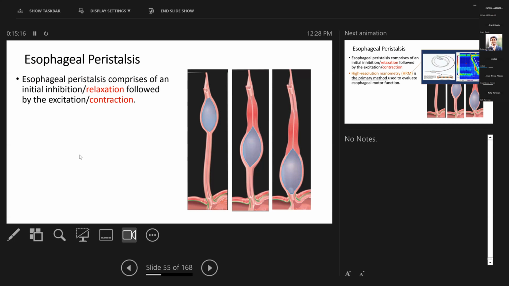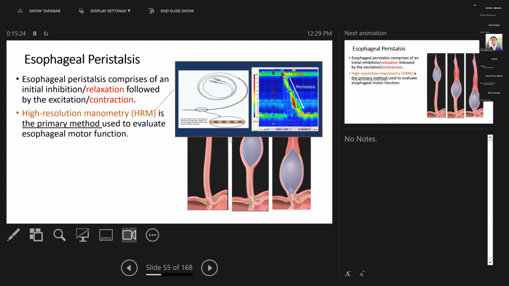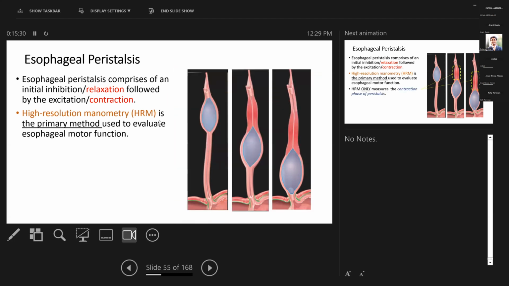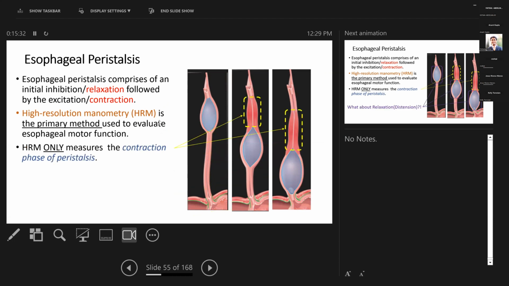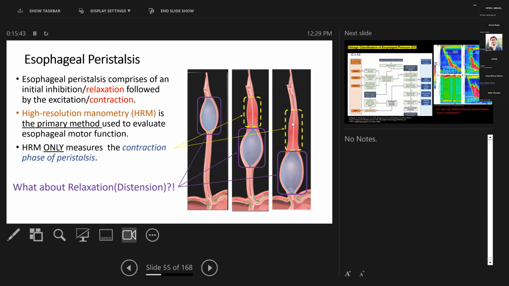So peristalsis comprises an initial relaxation followed by contraction. So it's a contraction and the distension. Now, high-resolution manometry is the primary method used to evaluate motor function. The problem with the high-resolution manometry that we use in our clinics is that it only measures the contraction phase of the peristalsis. I see the yellow regions. What about the distension? How do we measure that, right?